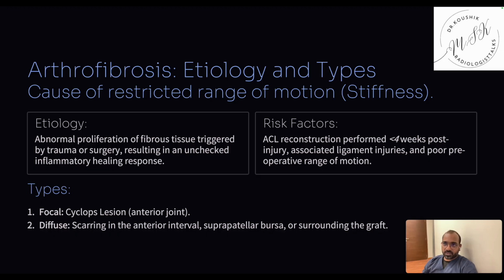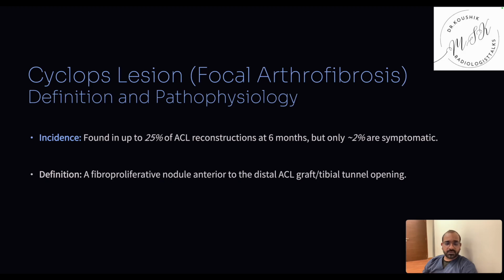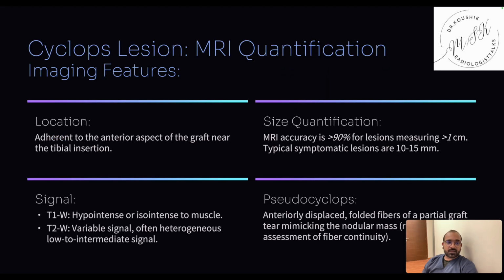Arthrofibrosis again has two types. It can be a localized lesion, which is a cyclops lesion. Most of you have seen it in spotters, where you can see a T2 T1 hypointense signal lesion just anterior to the tibial tunnel, just adjacent to the graft without associated graft tear. So this is a cyclops lesion. It is found in around 25% of ACL reconstructions at 6 months, but only 2% are symptomatic. If the cyclops lesion is more than 1 centimeter, MRI accuracy is more than 90% in detecting the lesions.